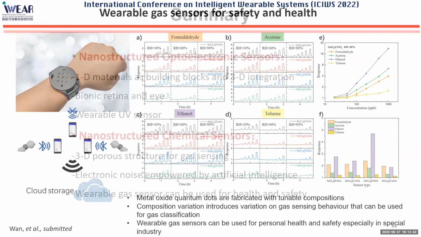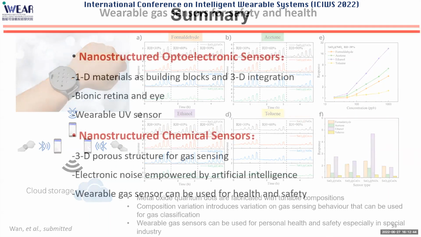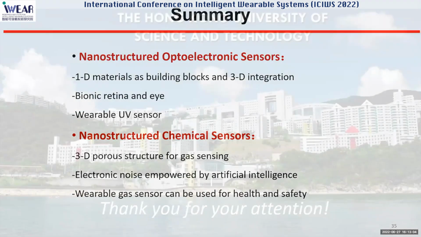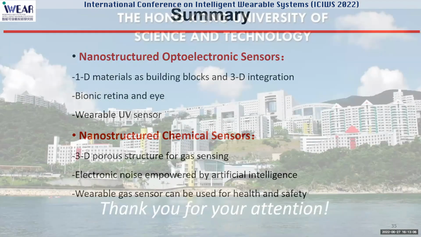All right, I guess I'm on time. So I just talked about the nanostructure optoelectronic sensor in the beginning. Then the second half is the nanostructure chemical sensor. In both cases we use nanostructures to build the devices, but for different reasons. All right, I'd like to stop right here, and thank you very much for your time.